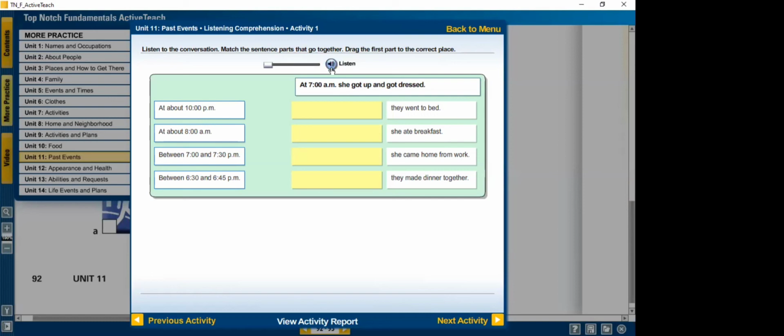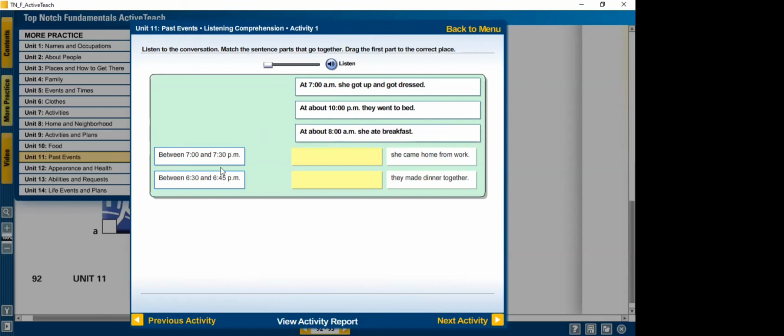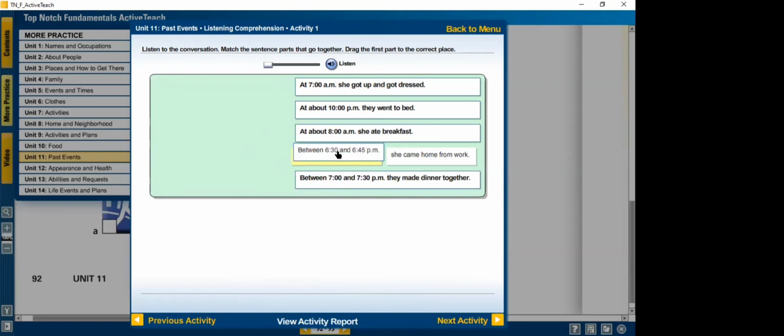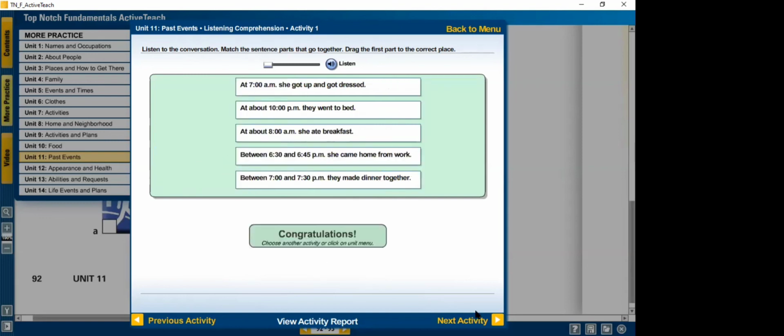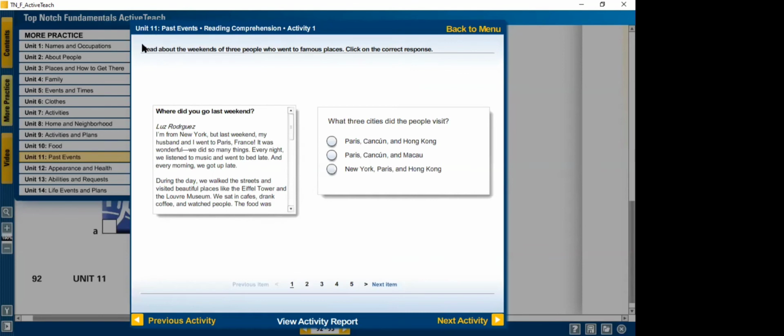Okay, at about 10 p.m., what? They went to bed. At about 8 a.m., she ate breakfast. Between 7 and 7:30, they made dinner together. She came home from work. That's right. Reading comprehension.